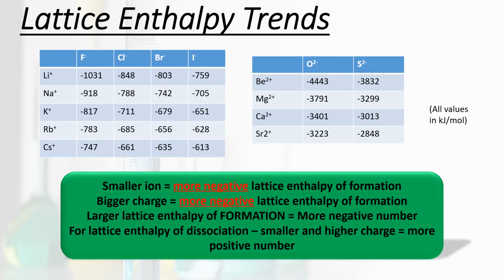Now the converse is true if we're thinking about lattice enthalpy of dissociations. Here we've got positive numbers if we have smaller ions and bigger charge. If we're thinking about breaking them up, that takes more energy because there's stronger electrostatic attraction for both of those factors, and so it would be a more positive number. So this is why the more positive, more negative way is probably an easy way of talking about it rather than saying a larger number.